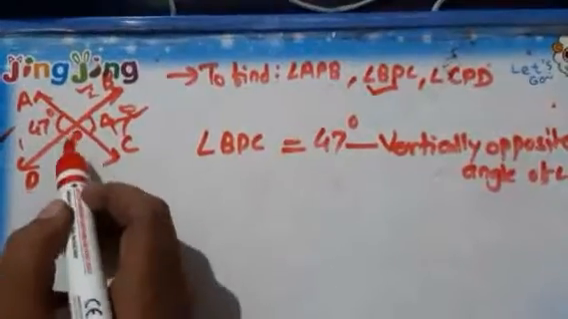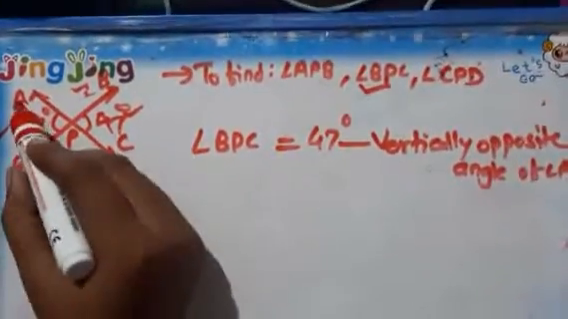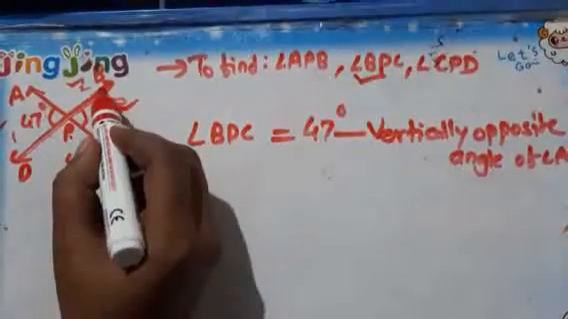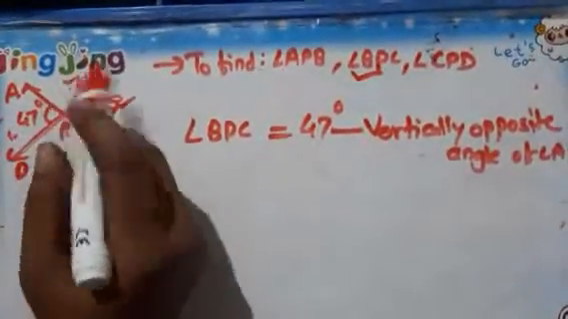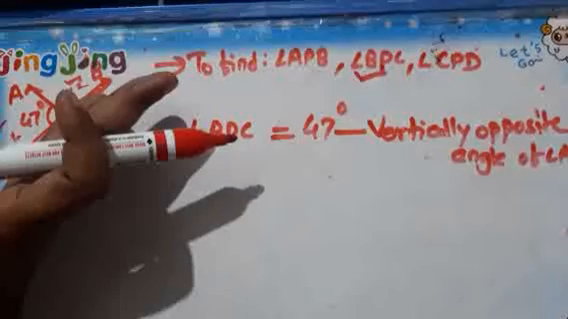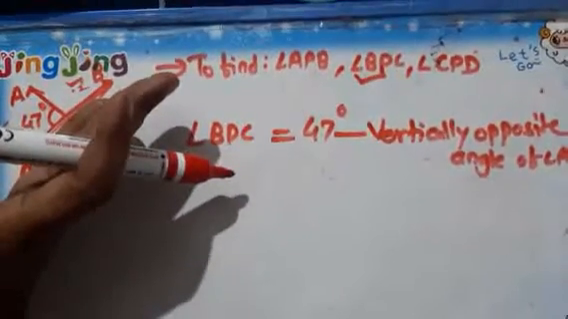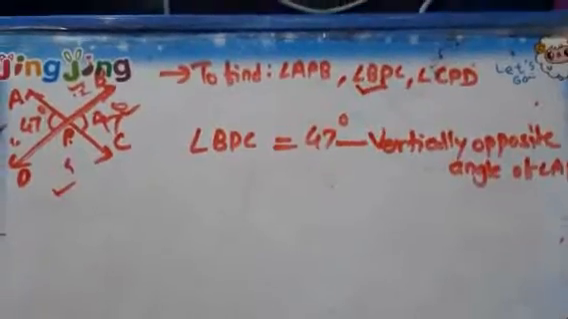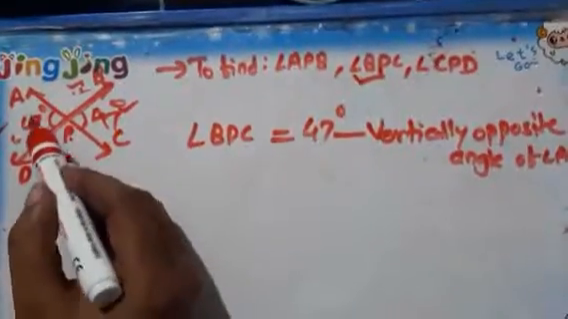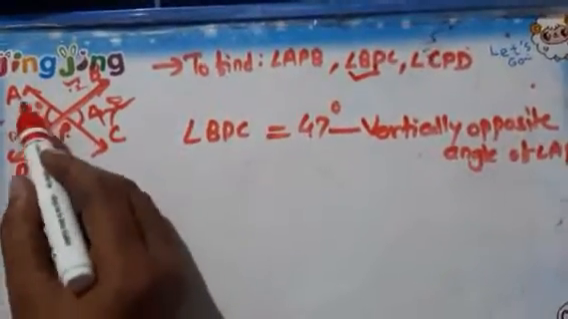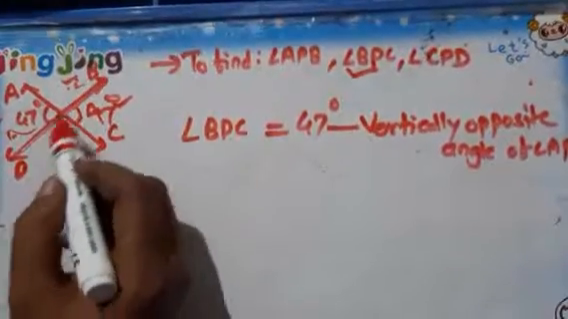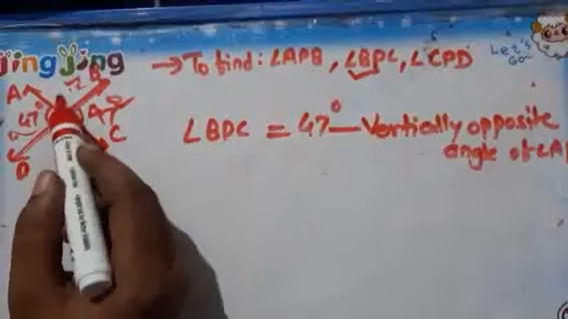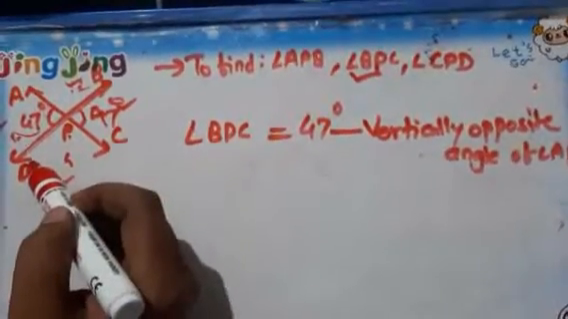APB, if you will see, APD and APB, they are forming a straight line, this angle and this angle. If you look at these 2 angles, they are forming a straight line. Means their addition will be 180 degrees. They are linear pair angles. So out of these 2 angles, if one is 47 and their total is 180, then how can we calculate this one? Simply by subtracting 47 from 180.